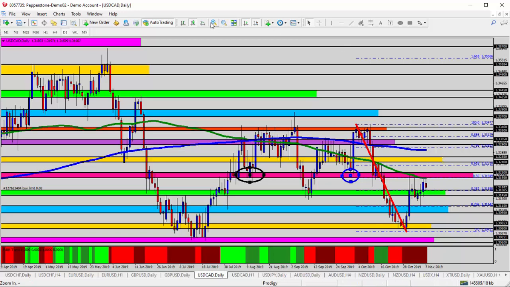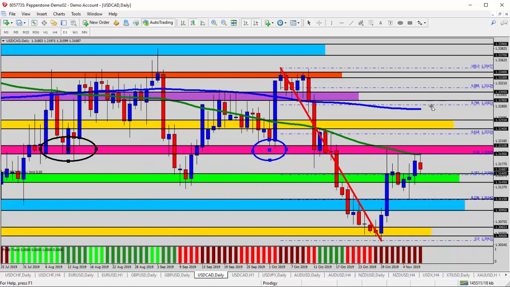Let's go ahead and zoom in on that a little bit. So we've established historical support at the green zone. We've established historical resistance at the pink zone, and that's what we're currently involved in. Support at the green zone, resistance at the pink zone. We do see the 100 period moving average also coming into play right around 1.3195 as resistance as well.